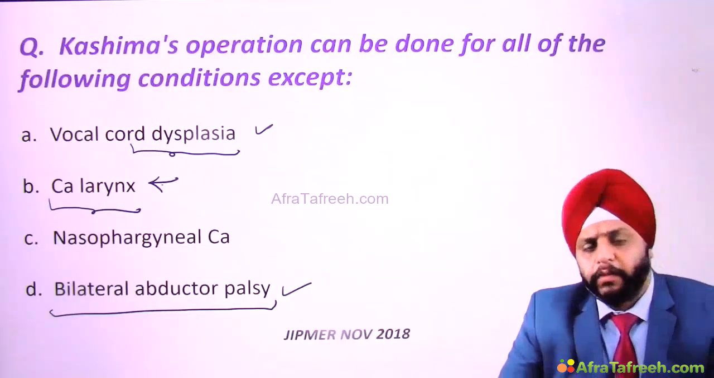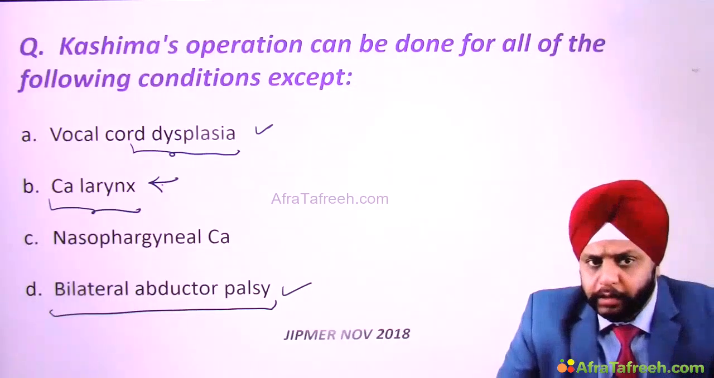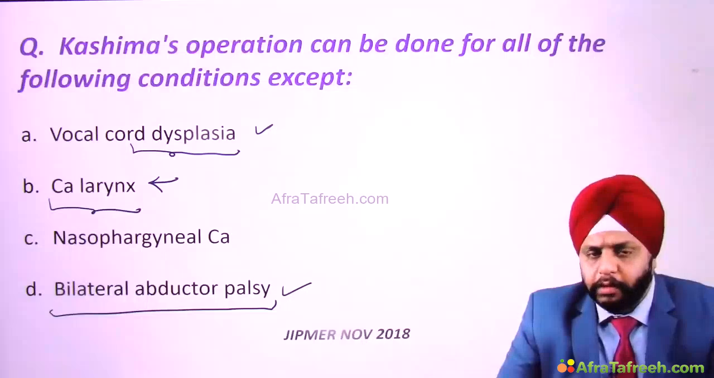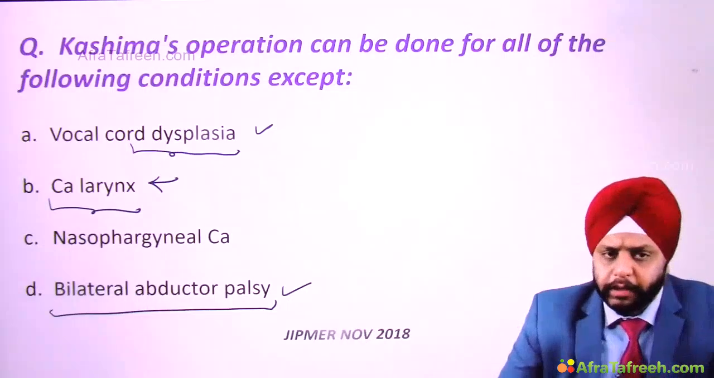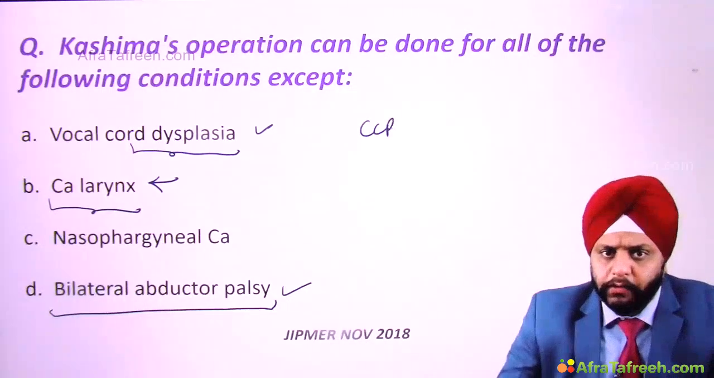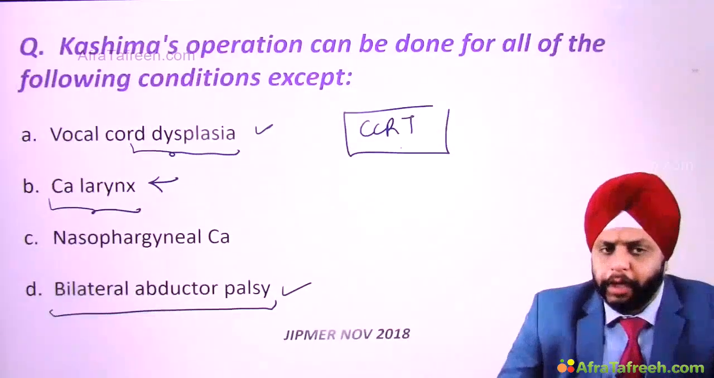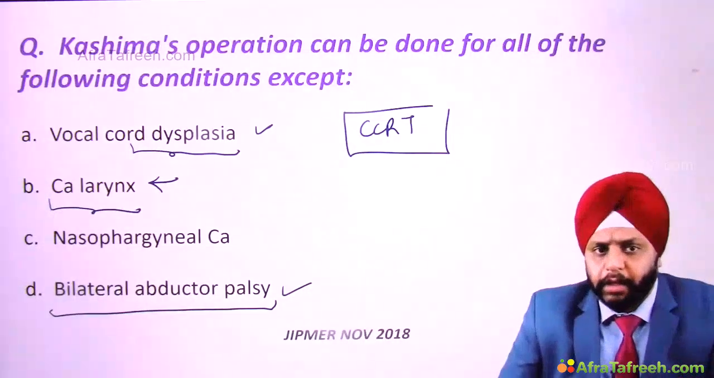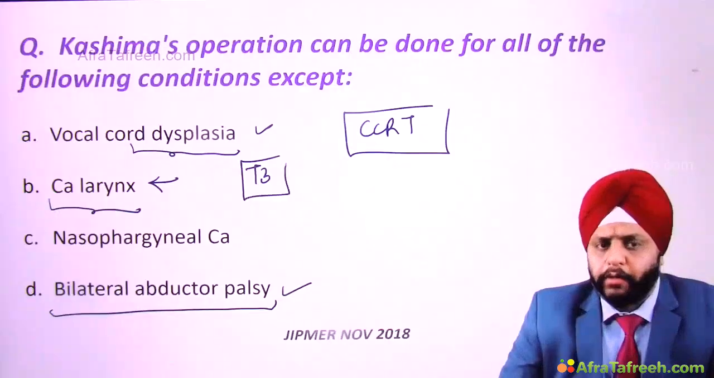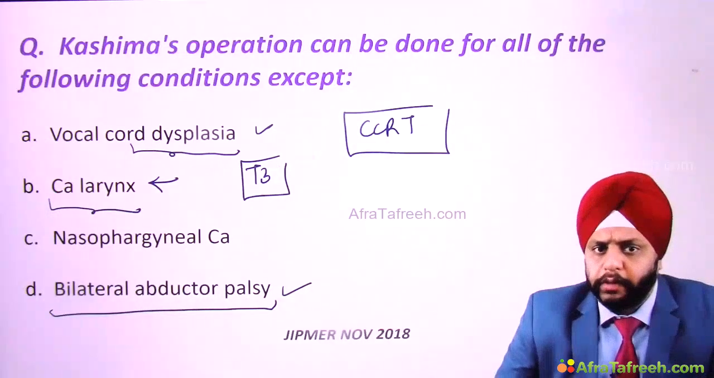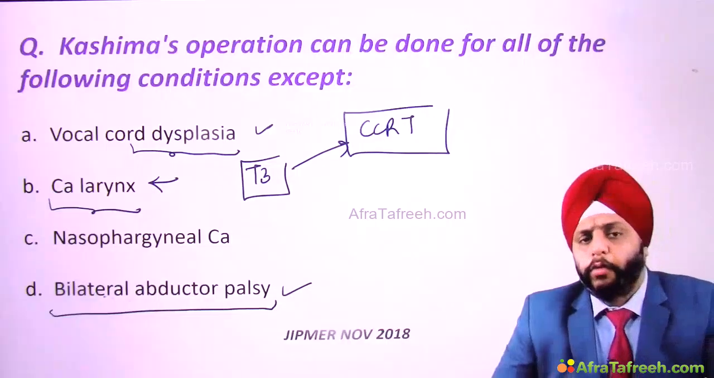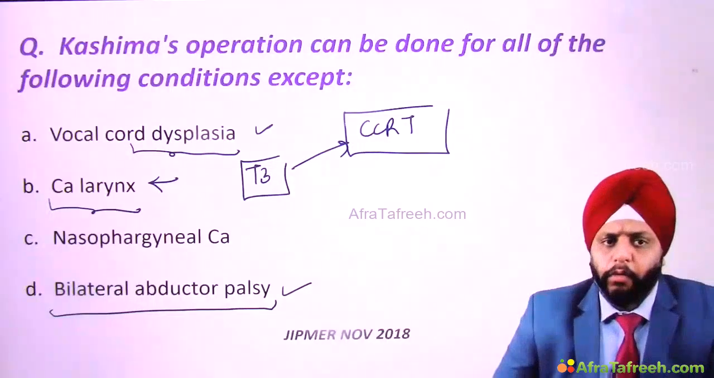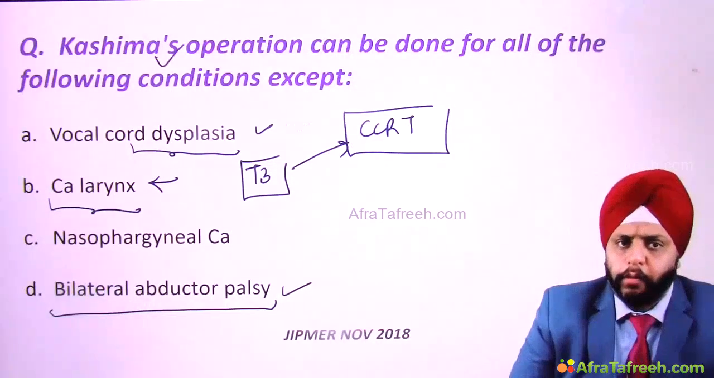Yes, sometimes in post radiotherapy cases of CA larynx. So in CA larynx, there was a vocal fold palsy, and you have done radiotherapy, CCRT, concurrent chemoradiotherapy. Now the patient has improved, but there is a vocal fold palsy. Remember, in T3 stage, the vocal fold has undergone palsy. So you do a CCRT, the patient improves. Now you want to improve the voice or the airway. So what can you do? You can do Kashima's operation.